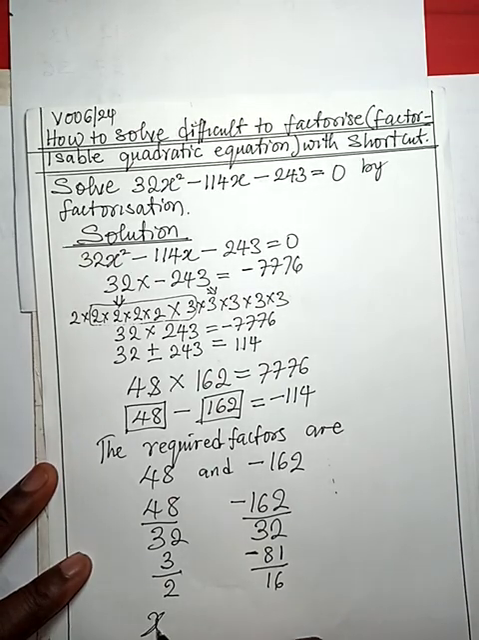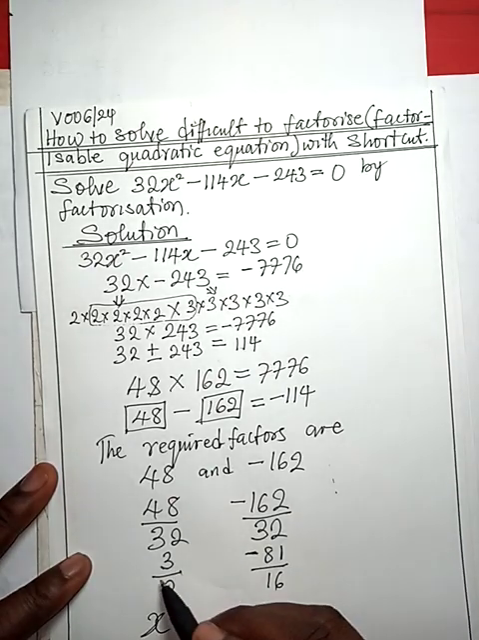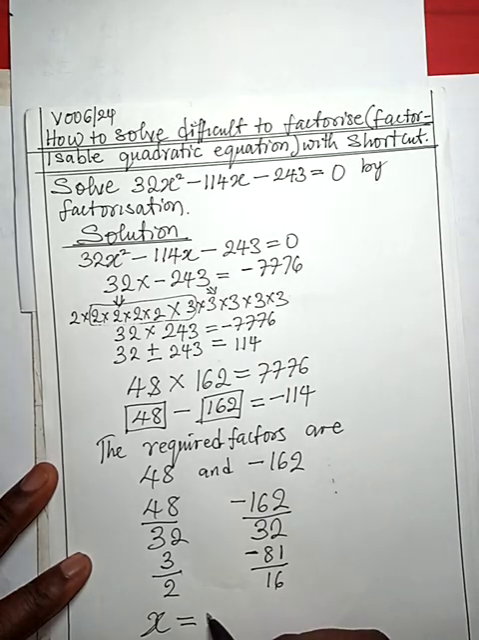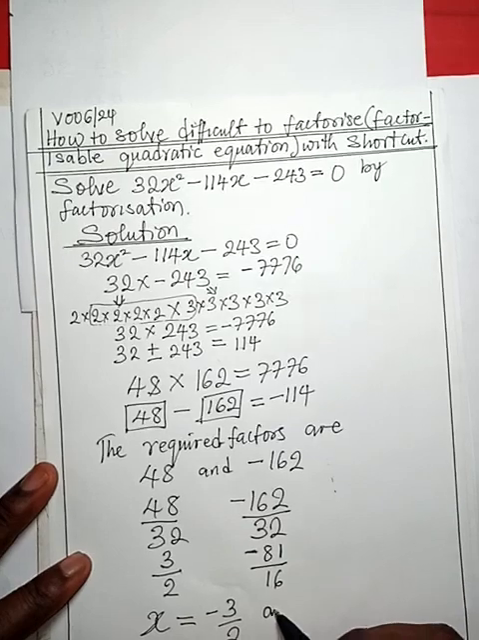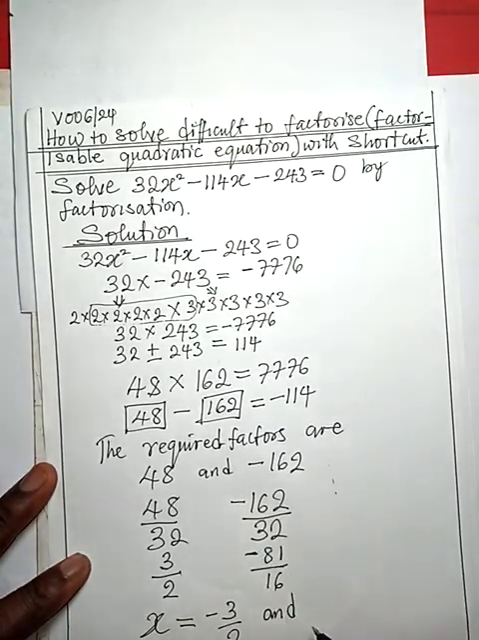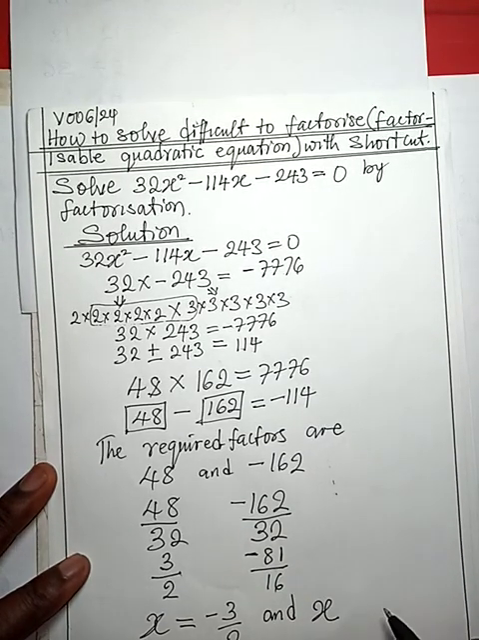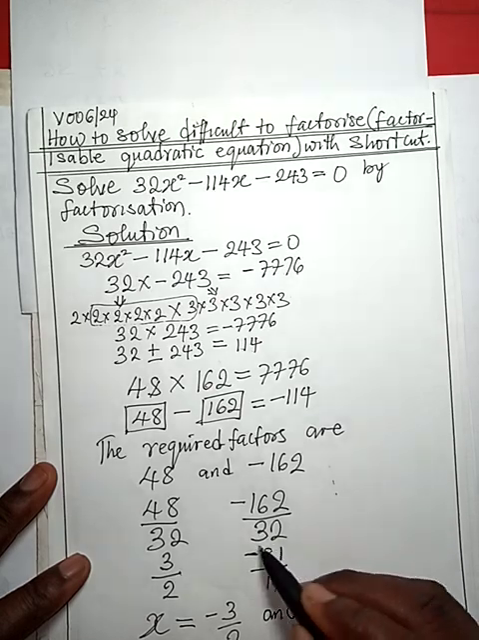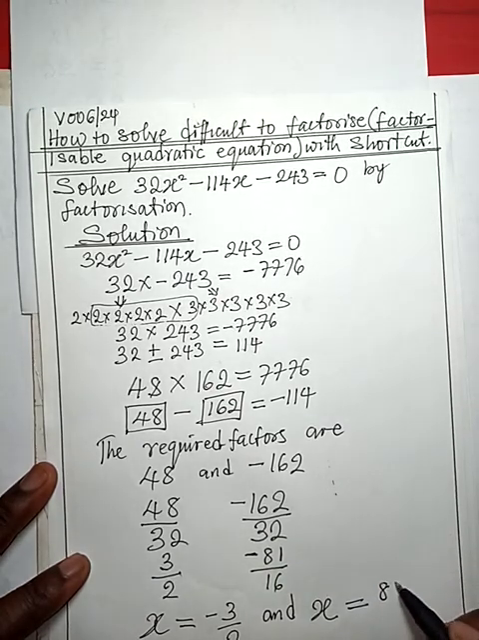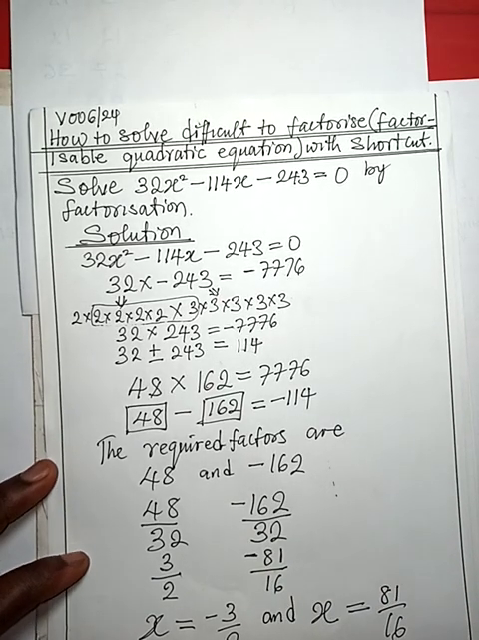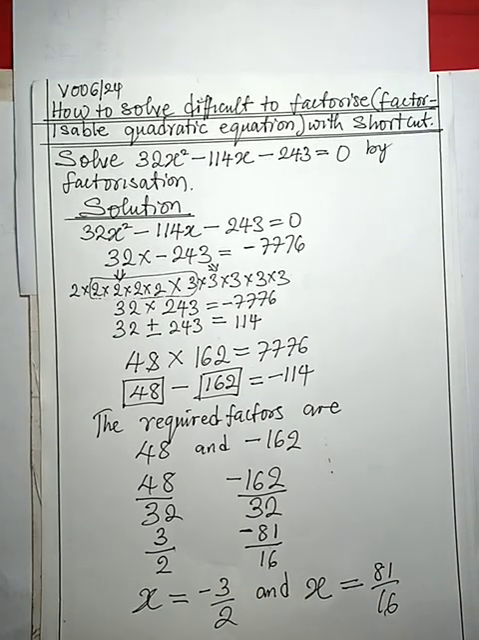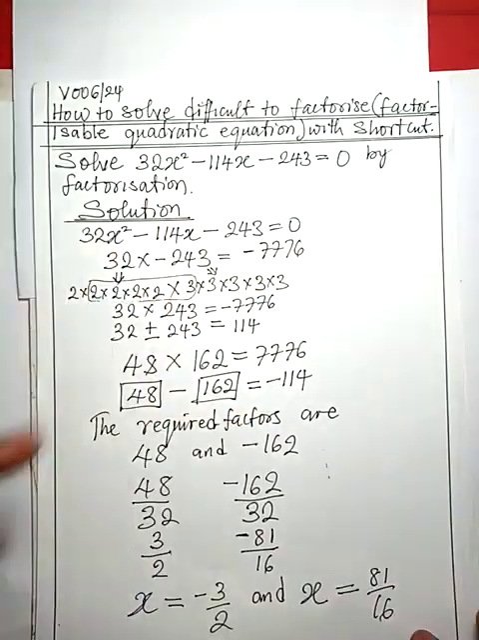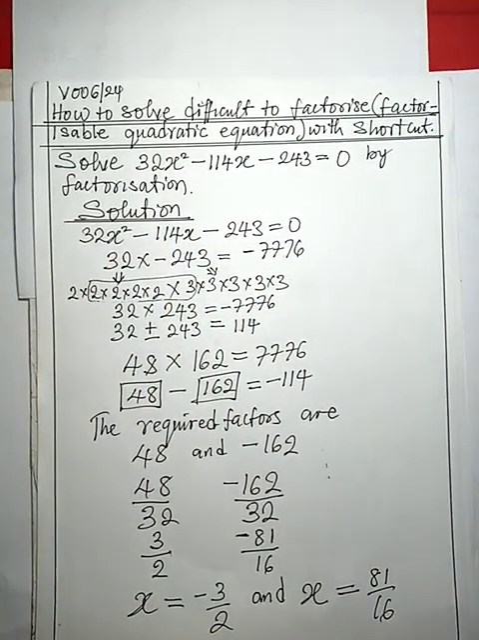So therefore, my answer, x is equal to, this is positive, the additive inverse of this is minus 3 over 2. And this one, x is equal to, the additive inverse of this will be 81 over 16. All right, so you can substitute this into this equation and I'm sure you will get 0.